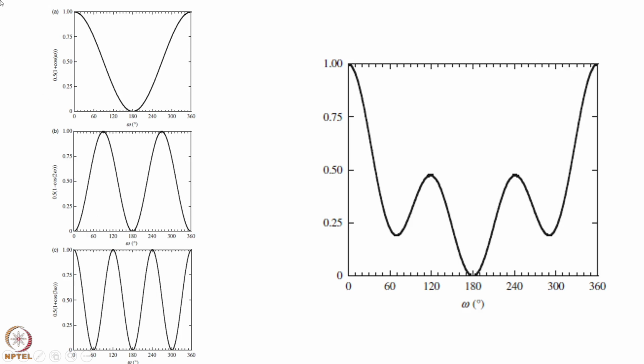So, this is for n equal to 1. You can see that the potential returns at 360 degrees to the original form. This is for n equal to 2, where it is periodic at 180 degrees, so it returns to the original form at 180, and this is for n equal to 3, where it returns to the original form at 120 degrees. So, if I combine all three of them, I get the resultant form of the potential.